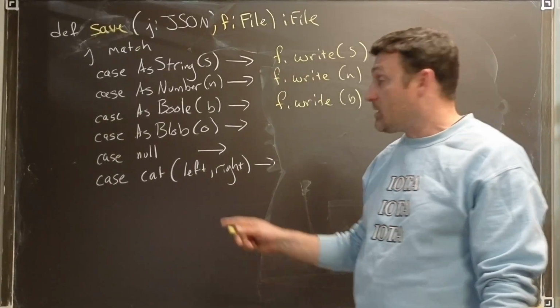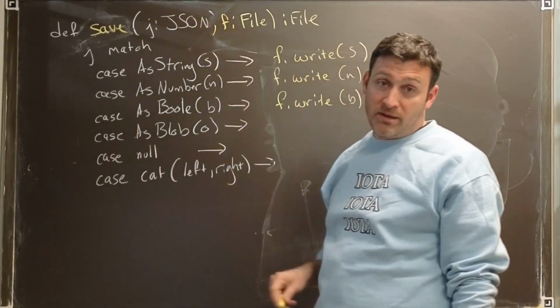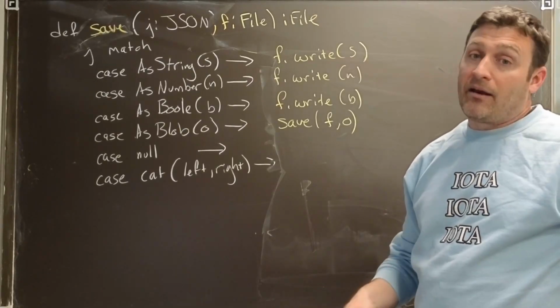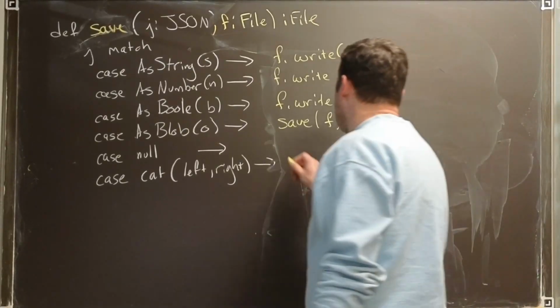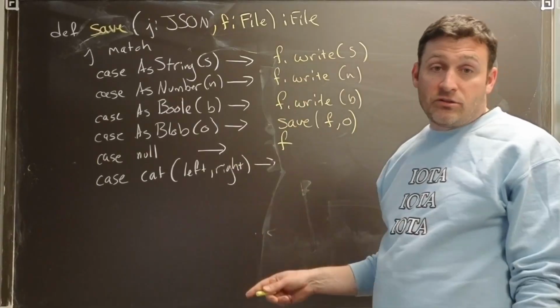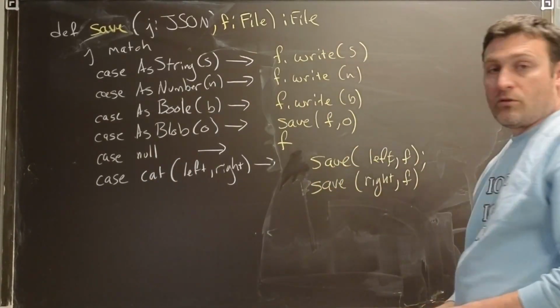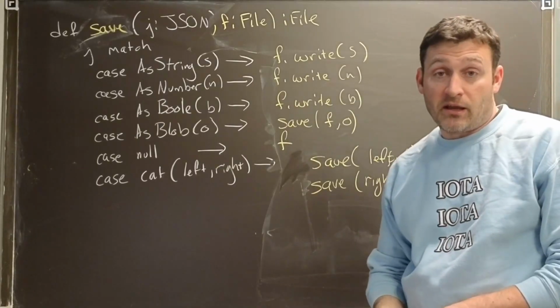After all, that's what I'm defining. But what I can say is that I simply want to pass that O along to my save file. Null is a case where I don't have anything to add, so I simply return the file as is. Finally, when I've concatenated two blobs together, I'll need to save the two parts. The result will be that I've saved all the data into this file.